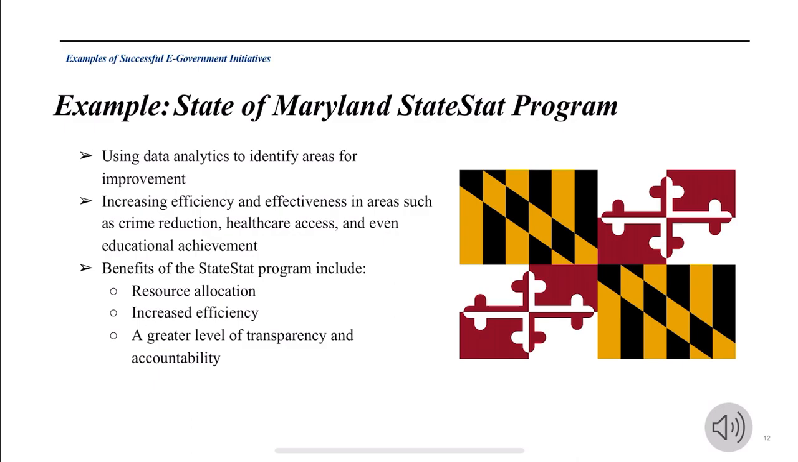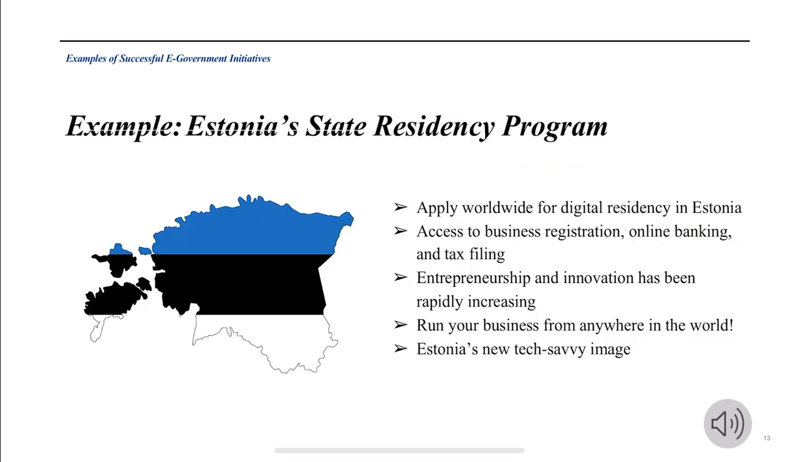The benefits of the StateStat program are increased efficiency and effectiveness in government services. By using data analytics, the program is able to identify areas for improvement and allocate resources efficiently, resulting in better outcomes for citizens. Additionally, the program promotes transparency and accountability by making performance data publicly available. For example, the program has helped reduce crime rates in Baltimore City and improve student test scores in Prince George's County. In healthcare, the program has helped to increase access to care for Medicaid beneficiaries and improve outcomes for patients with chronic diseases.